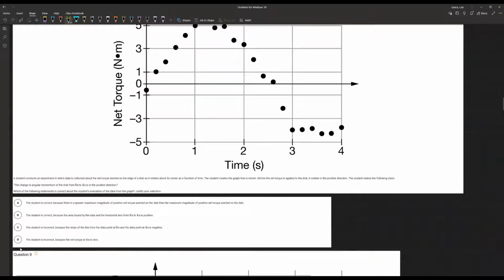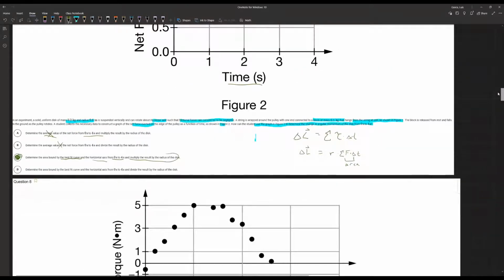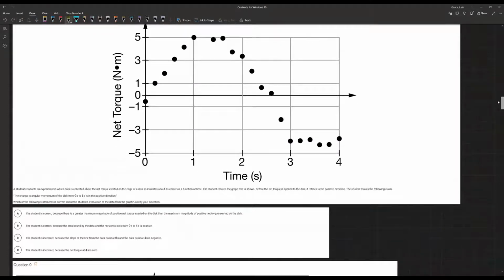Let's go ahead and look at the next one. So very good. If you were thinking A, you're kind of on the right track. Let's look at D. Determine the area bound by the best fit curve and the horizontal axis and then divide the result. So the reason why we're going to multiply here is because another way we can think about it is the change in angular momentum is going to be R times the change in linear momentum, which is P. So this area is giving us the change in momentum, but we need to multiply by R. And so, well, bad.